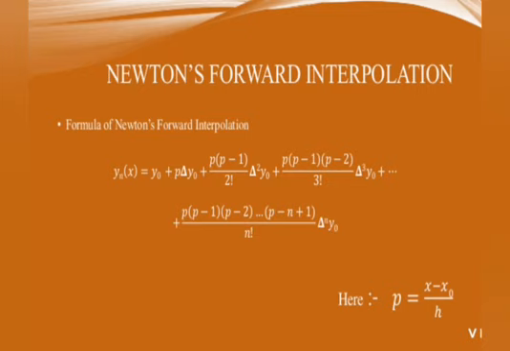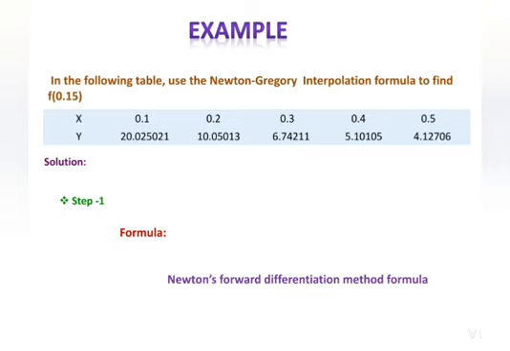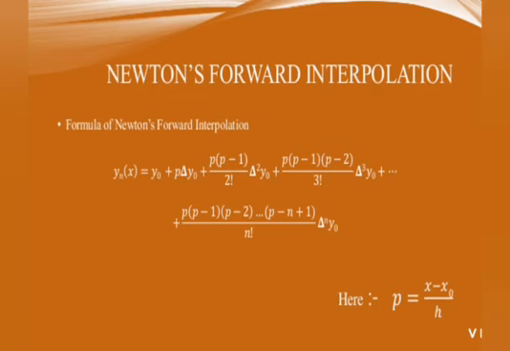This is a general formula for n values. According to our data, we can change the formula. Our data has x0, x1, x2, x3 and x4, so five values are given. We can rewrite the formula according to our data, and for the first step we are going to find the values p, y naught, del y naught, del squared y naught, del cube y naught and del 4 y naught.